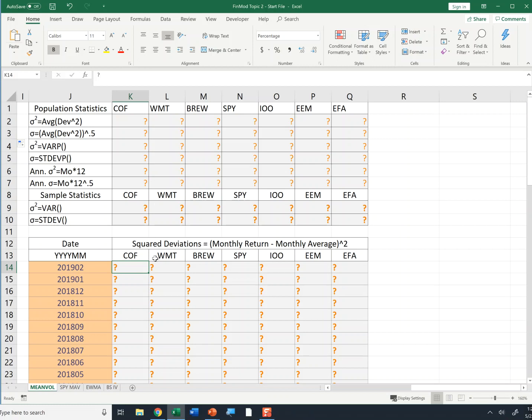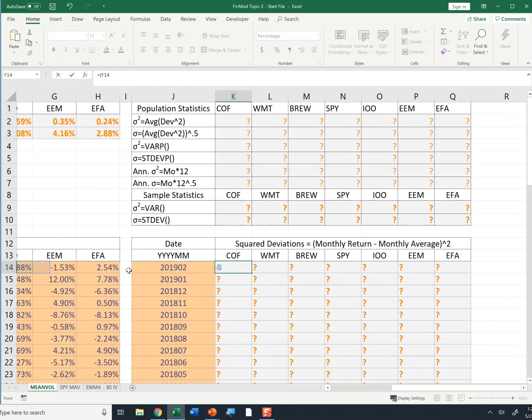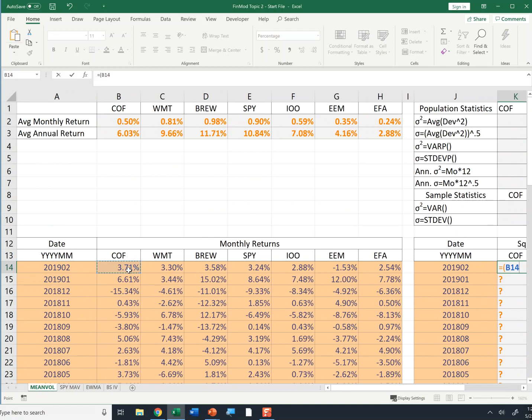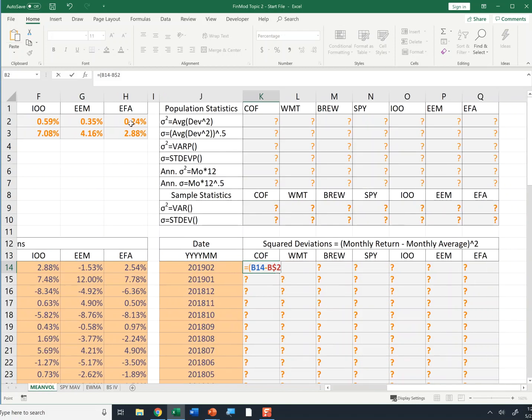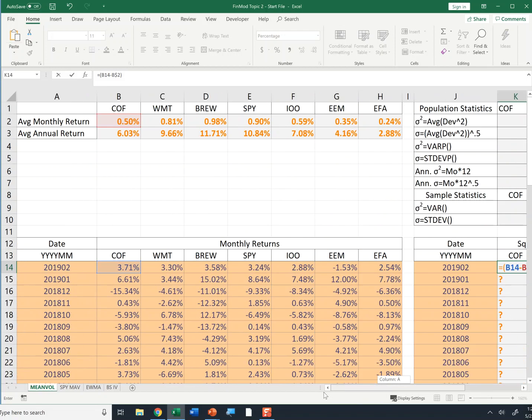So I'm going to calculate variance. Remember our formula, it's the average squared deviation from the mean. I'm going to carry this out in this part of the spreadsheet for Capital One in February of 2019. I want to get the return in that month, 3.71%, minus the average monthly return of 0.5. I'm then going to put a dollar sign in front of the 2. Let's see what the calculation is. I'm going to take 3.71% minus 0.5. In other words, in this month, it was about 3.21% above its mean.